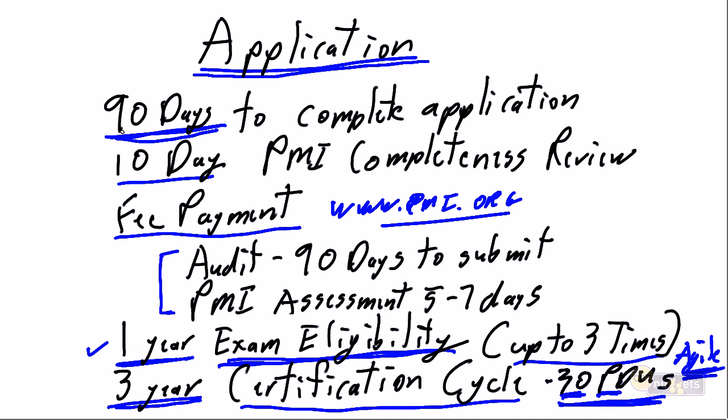So, standard process, 90 days from start to finish, 10 days for PMI to validate, you pay your fees, you have up to 1 year to take and pass your exam, and then every 3 years to maintain your ACP accreditation, you must submit to PMI 30 PDUs of evidence that you're maintaining your training, your credentials.